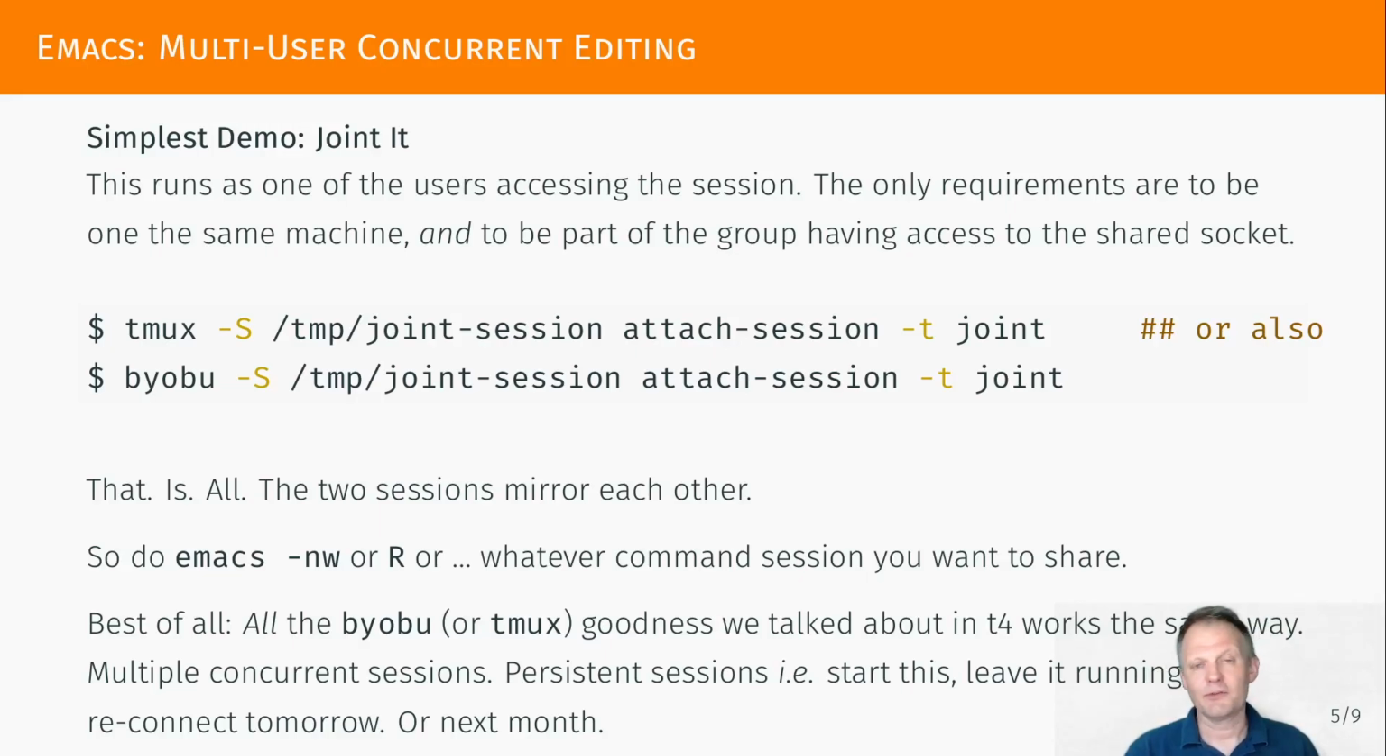For users 2, 3, 4, however many you want to join into your sessions, they will just attach to the session that the session creator created on the previous slide. So while on the previous slide we said new session, here we now say attach session, and we're doing that again in the confines of this named socket joint session. So again, we're giving capital S temp joint session, then saying attach the session, and we want the session that's identified by the label join, so lowercase t join. And you can either invoke this as emacs or as Byobu, and that's really all.